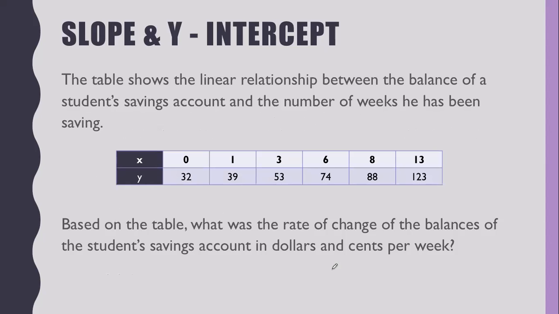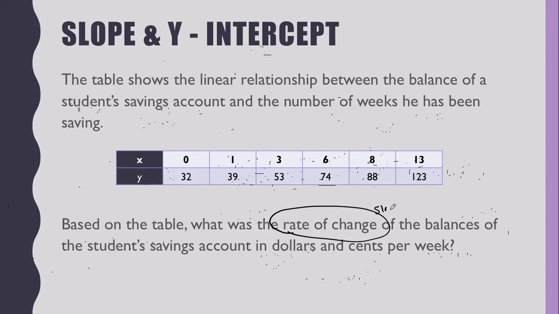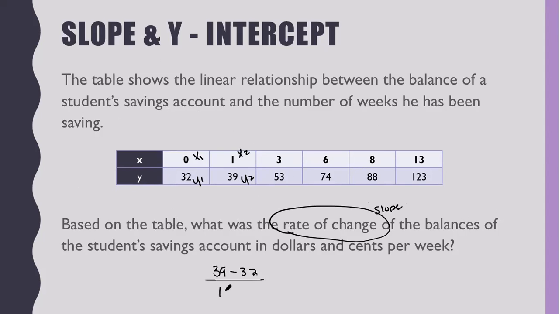Okay, this one's asking, this table shows the linear relationship between the balance of a student savings account and the number of weeks. Based on the table, what is the rate of change? So, slope. Find your Y2 minus Y1 over X2 minus X1. I would label my points X1, Y1, X2, Y2, and find the slope. For the sake of time, I won't find it because this would be too easy for y'all. It would be 7 over 1, which is 7.